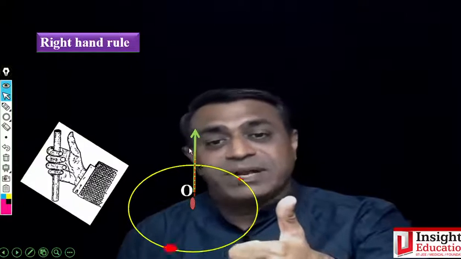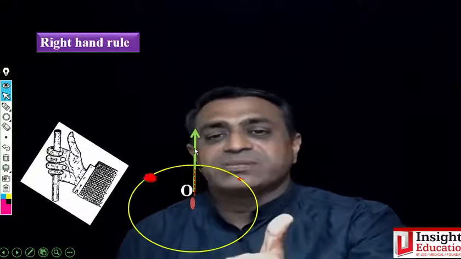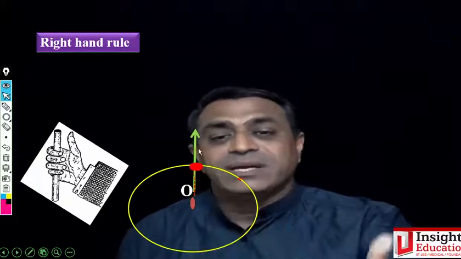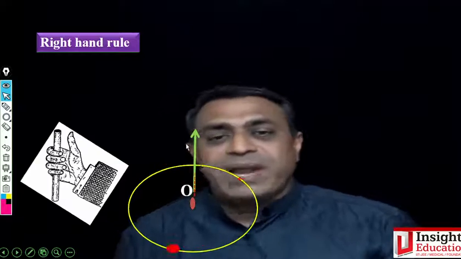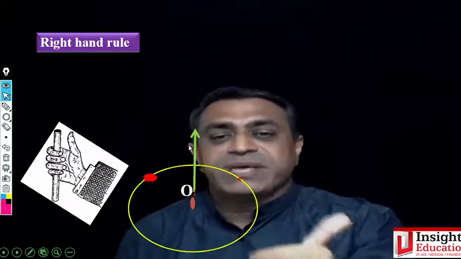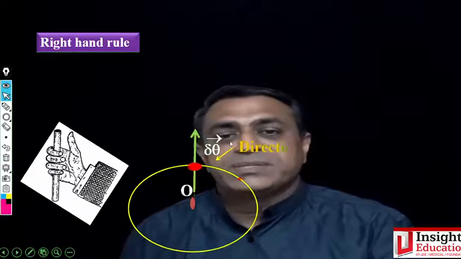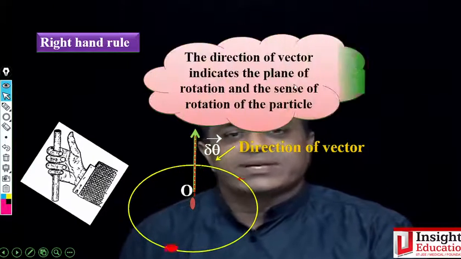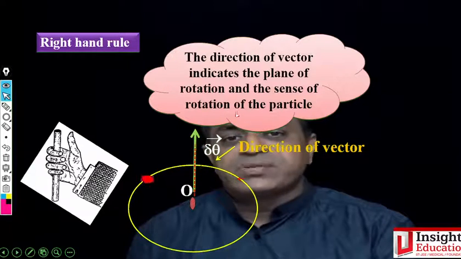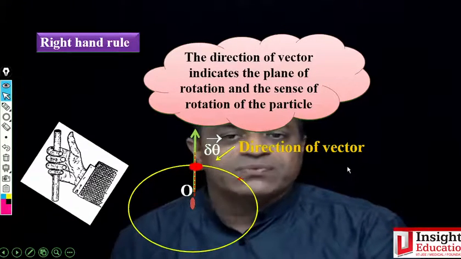So what does it represent? So it represents the sense of rotation. It represents the sense of rotation of the object, and it also represents the plane of rotation of the object. The plane of rotation is perpendicular to the direction, and the sense of rotation is according to the right hand thumb rule. Okay, so now you can see delta theta, so the direction of the vector indicates the plane of rotation and sense of rotation of the particle.